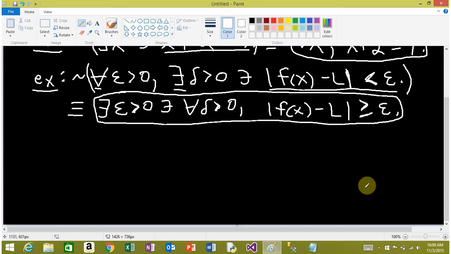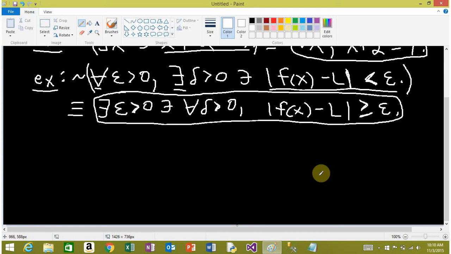Okay, so now we want to look at examples where we can find out if these statements are true or false. The ones that are true, we can actually prove them to be true, and the ones that are false, we can disprove those statements and show why they're false.